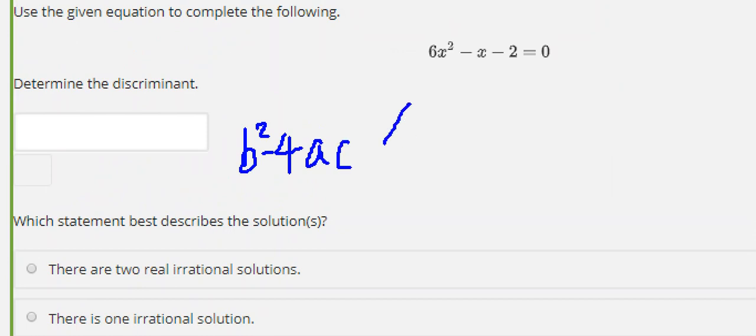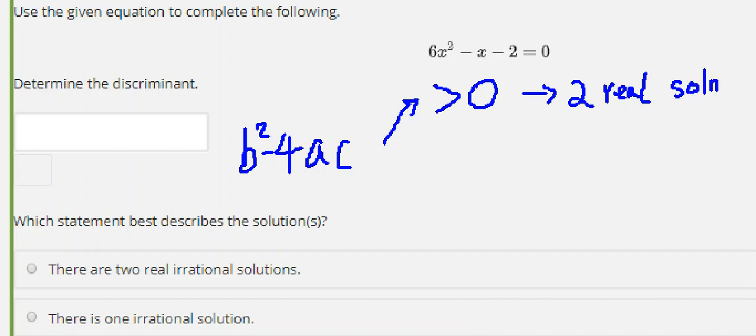Keep in mind, if this discriminant is greater than 0, then you have two real solutions. Of course, it depends on whether this is a perfect square or not. If it's a perfect square, then you have two real rational solutions. If it's not a perfect square, you have two real irrational solutions.